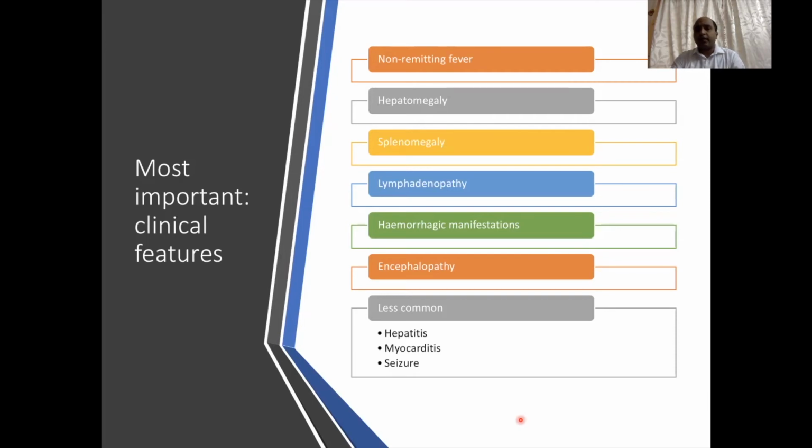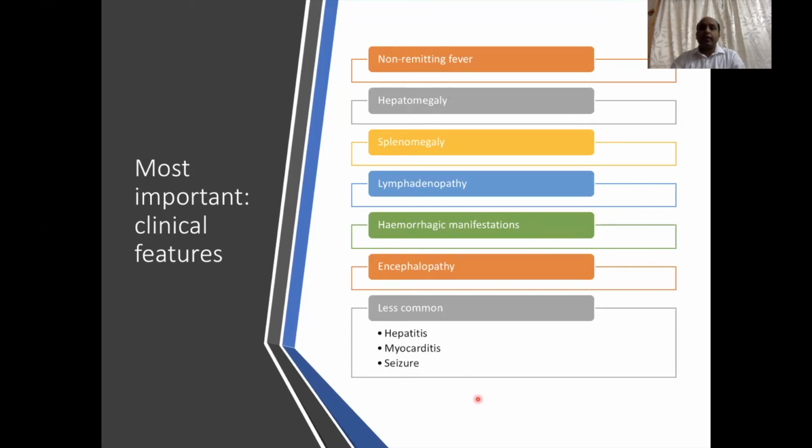And hepatosplenomegaly, lymphadenopathy, because of proliferation of the lymphocytes, that is why there is more reticuloendothelial system hyperplasia, and hemorrhagic manifestation because of the thrombocytopenia. Why is there thrombocytopenia? Because of bone marrow suppression or hemophagocytosis, both can lead to thrombocytopenia. Encephalopathy, less common, hepatitis, myocarditis, seizure.